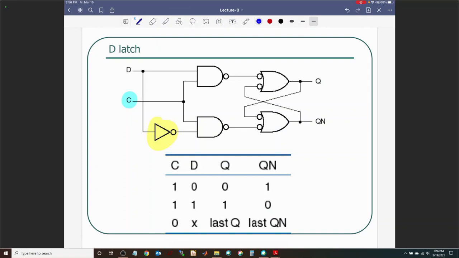But there are places where you use SR latch. Actually, SR latch combined with some other functionality gives you a JK latch or a JK flip-flop. We are going to talk about that slightly later, but right now we are talking about the data latch that can have racing. This is the data latch.